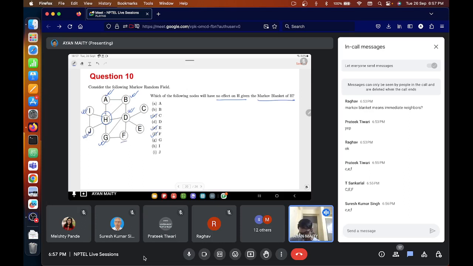So F, E, and C, these three nodes are not there in the Markov blanket of H. So these nodes cannot affect H if the Markov blanket of H is given. So that's why C, E, F, these are the three correct answers here.